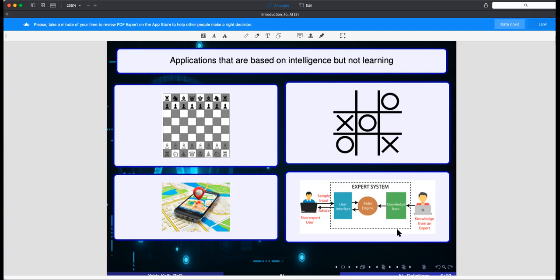All that you see here so far is intelligence, but not learning. You do not learn.